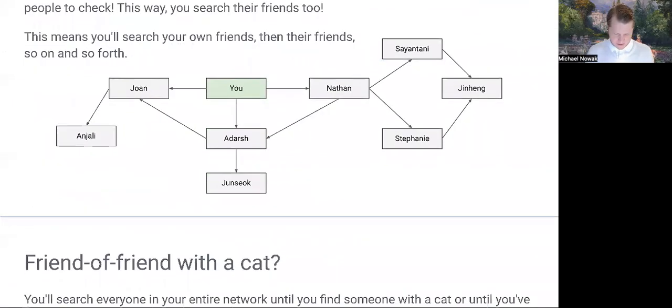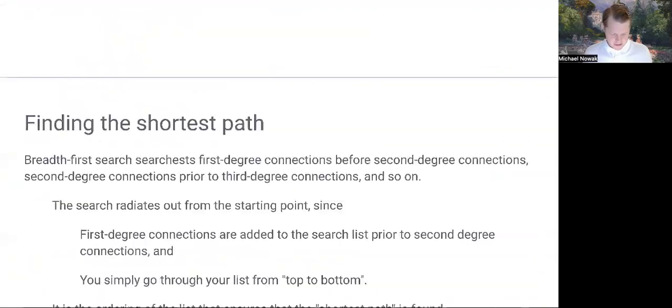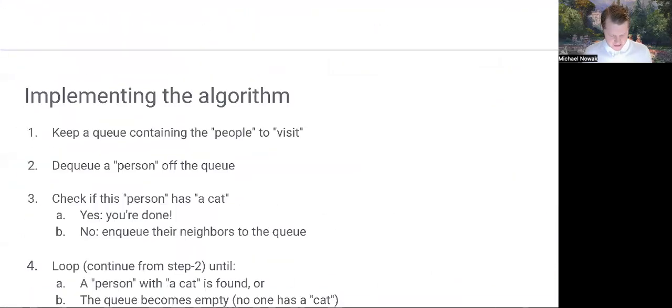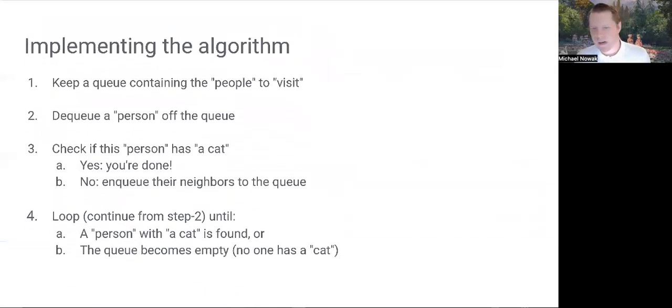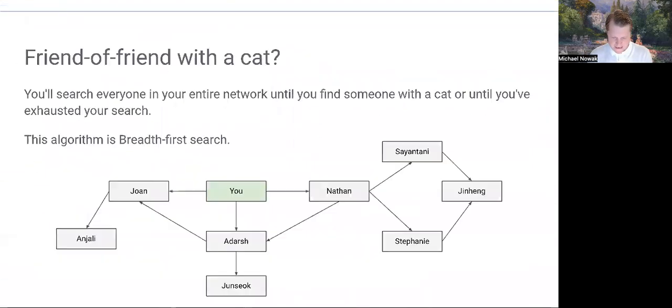So here's a cleaned up diagram. We can go ahead and add myself to the queue. And then I'm going to dequeue myself off the queue. I can check if myself has a cat or not. You might want to have that self check on your starting location or not, depending on how you'd like to implement this. That's up to you. If that person has a cat or has the properties that you're looking for, you're done. Otherwise, you're going to enqueue their neighbors to the queue. And that's going to allow us to begin fanning out here.